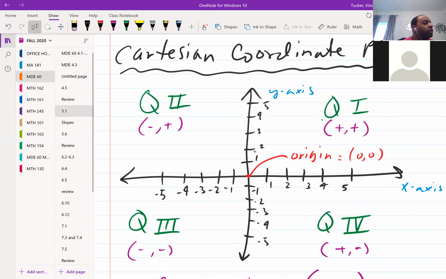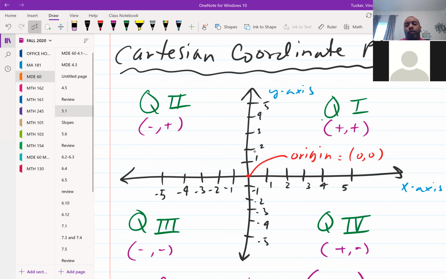10.1 rectangular coordinate system. It's also called the Cartesian coordinate plane, where we have two axes: a horizontal axis, which is your x-axis, and a vertical axis, which is your y-axis. Where they intersect, that will be your origin. The coordinates of your origin will be (0, 0).